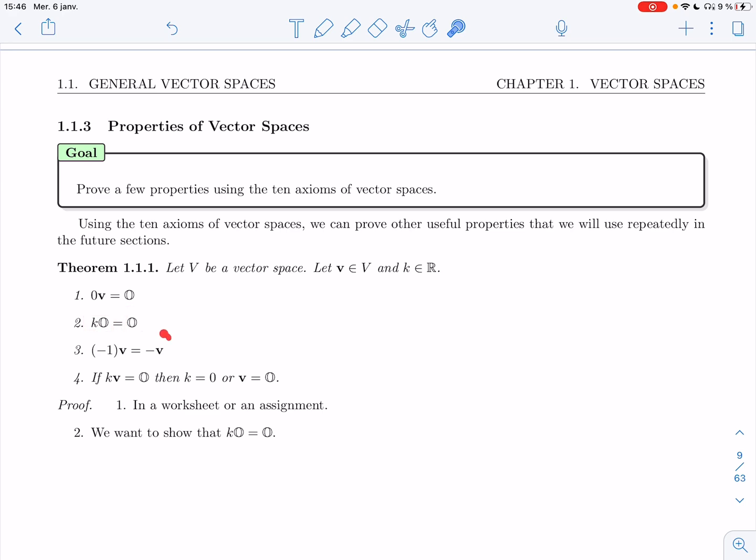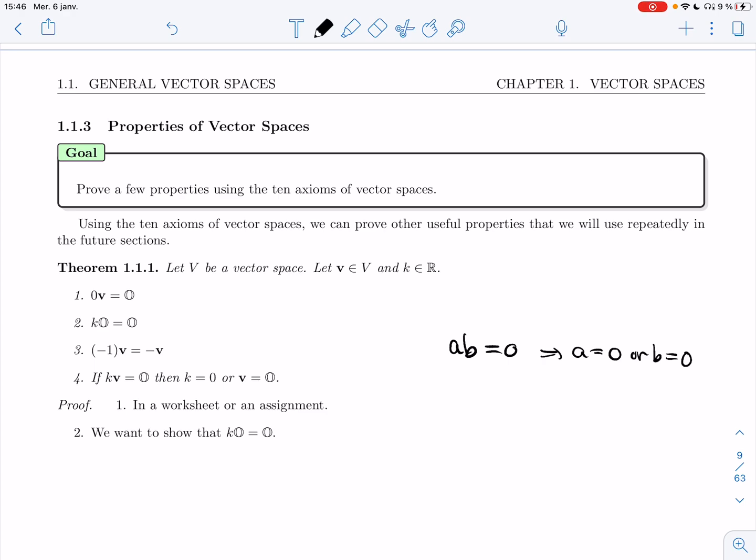Now, we said that we needed an additive inverse. Well, it turns out that it will have to be minus 1 times v. So if you multiply v by minus 1, you get its inverse. And then if k times v is the zero element, then either k is the zero scalar or v is the zero element itself. This is a lot like what we would have for real numbers: if a times b is 0, then a is 0 or b is 0. It's just that since k and v are in different worlds, they're 0 in different ways.